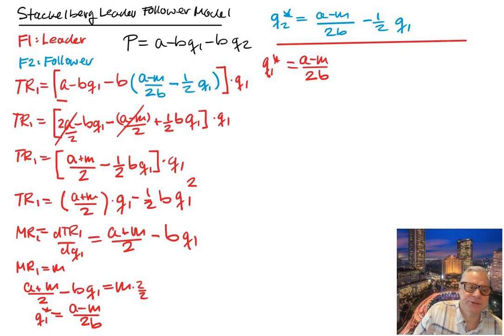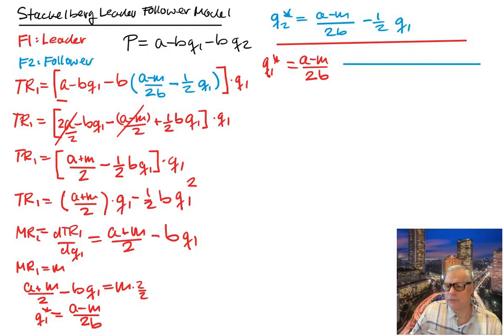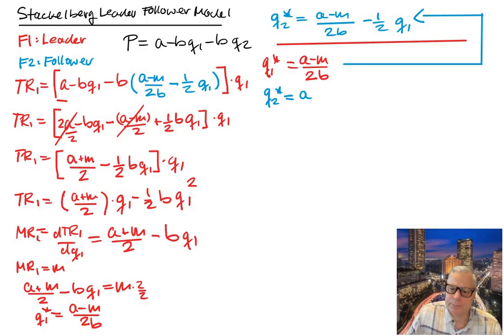So now how much does firm 2 get? Now we have to plug this result into here. And then we get q2 star equals a minus m over 2b minus 1/2 times a minus m over 2b.